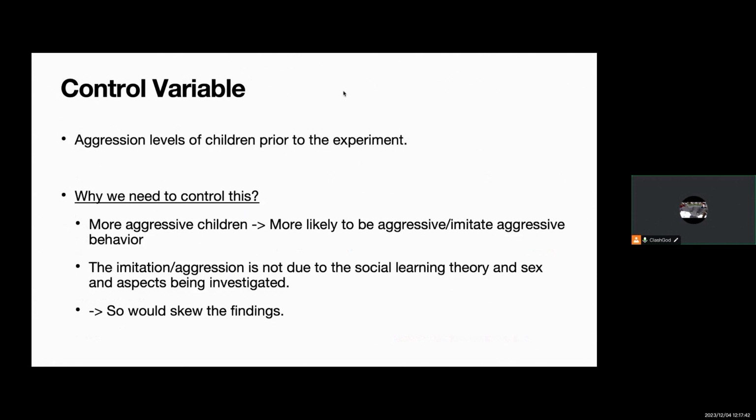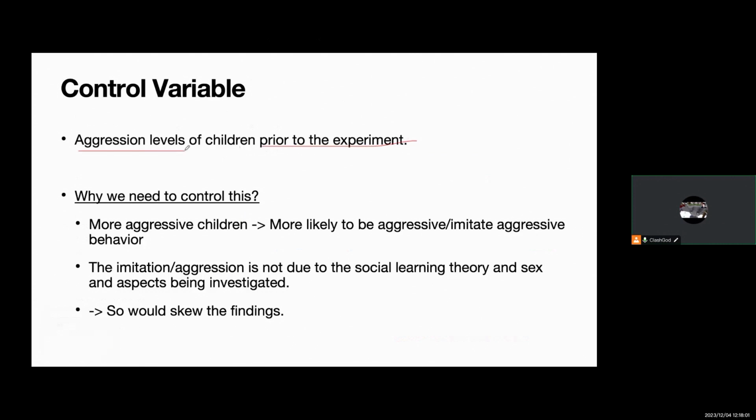Okay, so how about the control variable? The control variable, I'm just going to say it first, and then let's try to understand it. It's the aggression levels of children prior to the experiment. Prior to the experiment, aggression levels. So why do we need to control this?